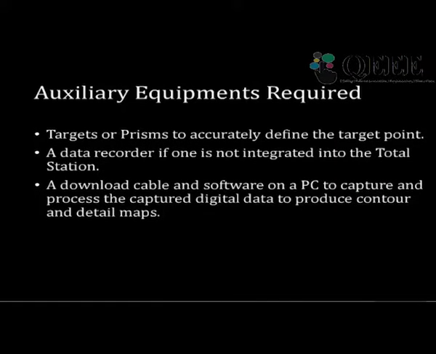Okay. Now let us see what auxiliary instruments or equipment are required to do a total station survey. One is a target or prism to accurately define the target point. This prism-mounted target will act as a mirror and guide the signals back to the transmitter. Sometimes you can use the surface of the object as a target, provided the surface is reflective. Sometimes you may not be able to keep your prism on the target. In that case, the object itself can be used as a target.